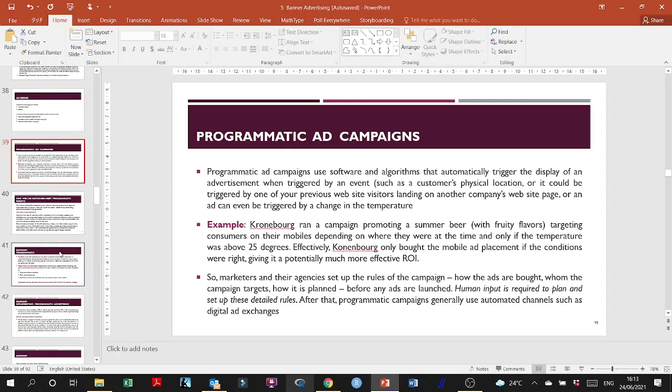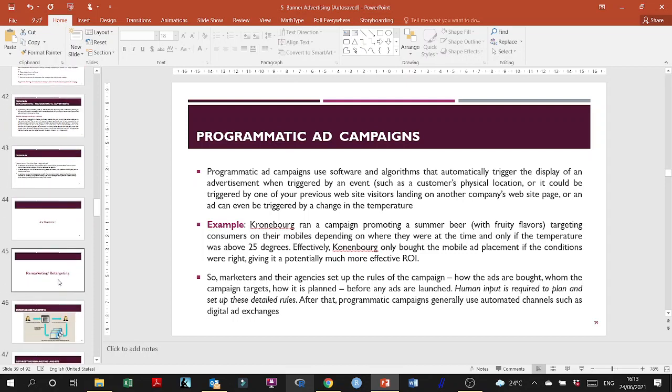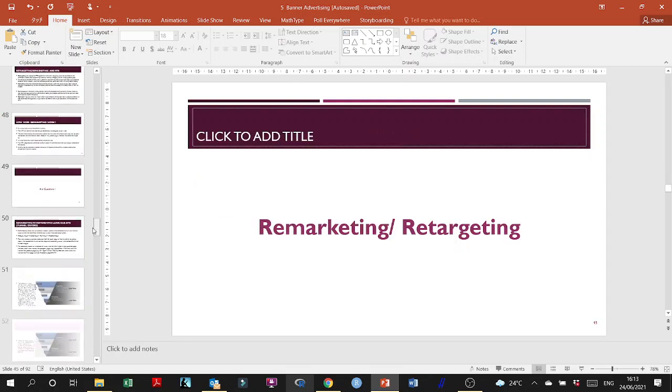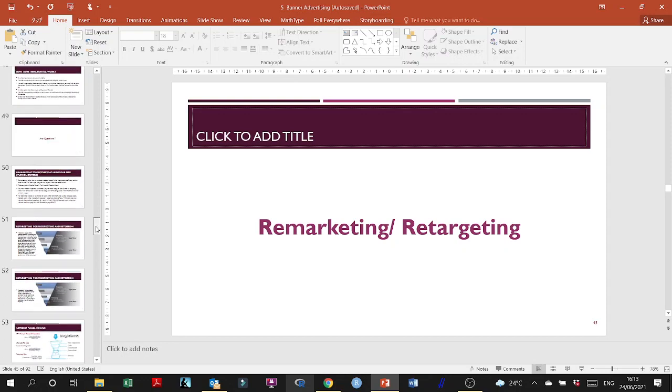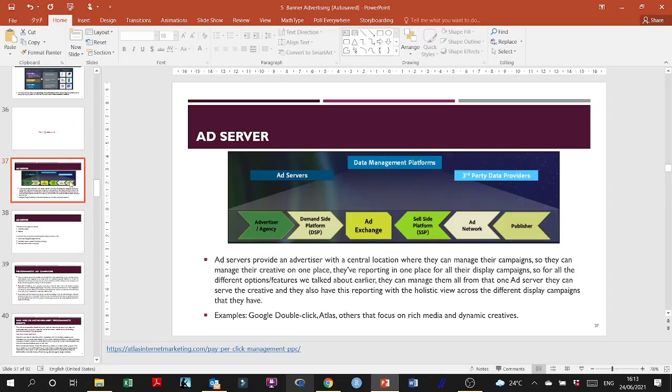So in summary, programmatic ad campaigns use software algorithms that automatically trigger the display of an advertisement when triggered by an event, such as a customer's physical location or landing on a page. Also, when they are visiting physical locations, this is very important. Now I'm trying to pave the way for us to talk about retargeting and remarketing, and location-based advertisements. So there are two more topics I would like to focus on in the future.